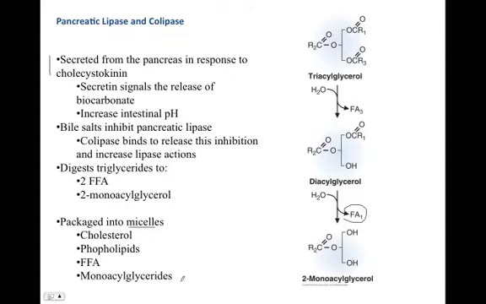These micelles are tiny microdroplets that are emulsified by bile salts. The micelles will travel through a layer of water in an unstirred interface near the epithelium of the gut and will facilitate the transfer of the free fatty acids and 2 monoglycerols into the cell.